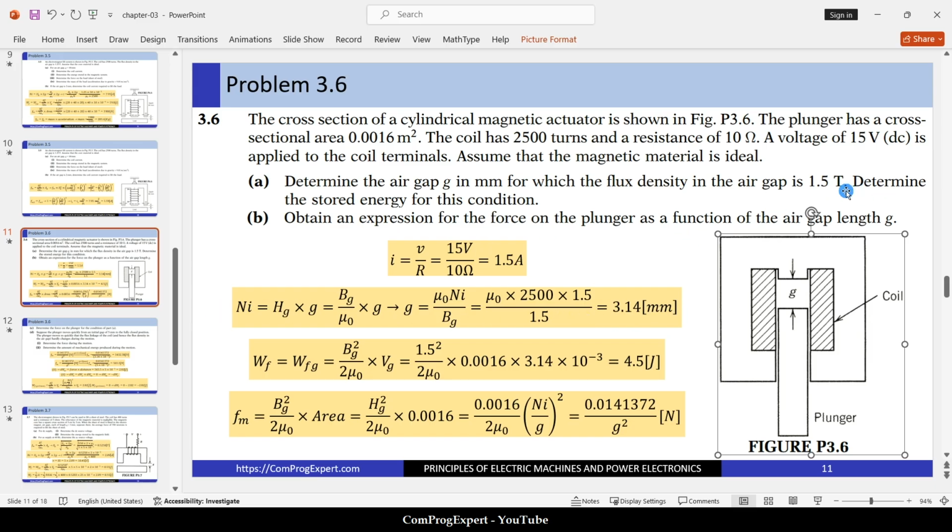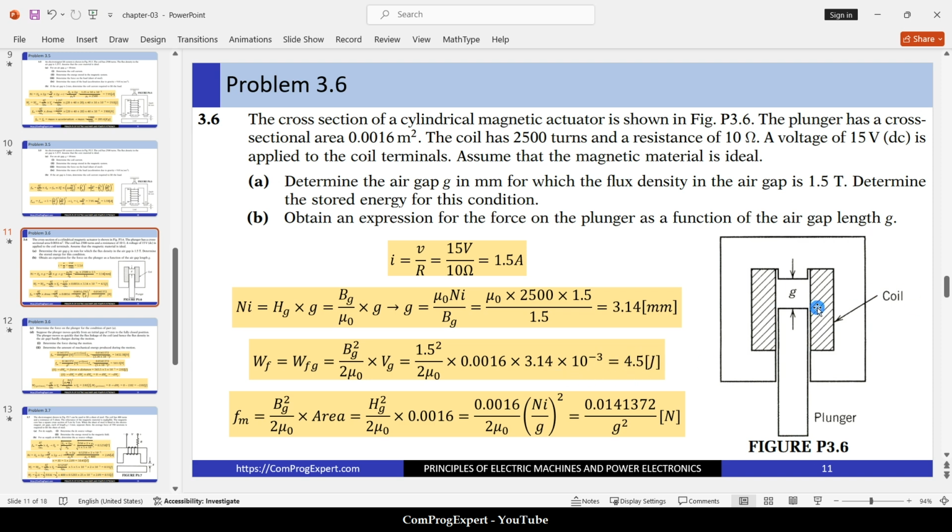And also we should determine the stored energy for this situation. The stored energy is equal to the stored energy in the air gap because the iron is ideal. B gap to the power 2 divided by 2 times mu 0 times the volume of the gap. We have the cross-section area of the gap times the thickness of the air gap. So this is in meter square, this is in millimeter. The value of the stored energy will be equal to 4.5.